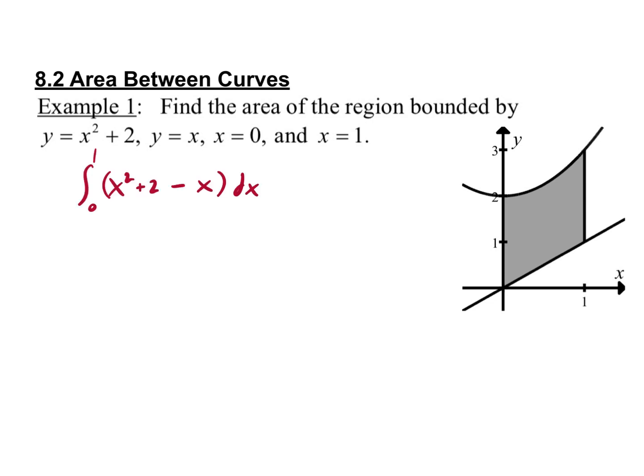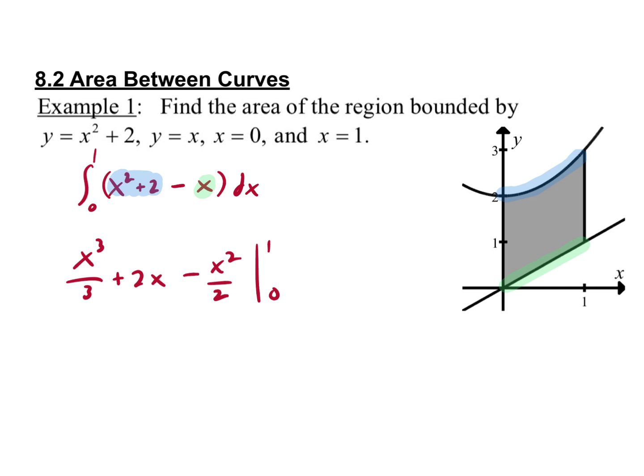So our top equation here is y equals x squared plus 2. Our bottom is y equals x. We're integrating from x equals 0 to 1. Hopefully that's what you had. Okay. Then it's just straightforward integration. And again, more visuals in case you were needing to see that.